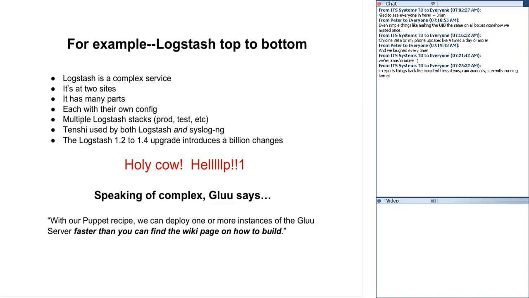We've recently been talking about identity management here, and Glue is one of the companies that has some identity management services that you might buy, and they also have some open source version. But one thing I like on their website is they say with their Puppet recipe, they can deploy one or more instances of the Glue server faster than you can find a wiki page on how to build. So I think that's a very good demonstration of how much Puppet can help. It doesn't take long to find a wiki page.